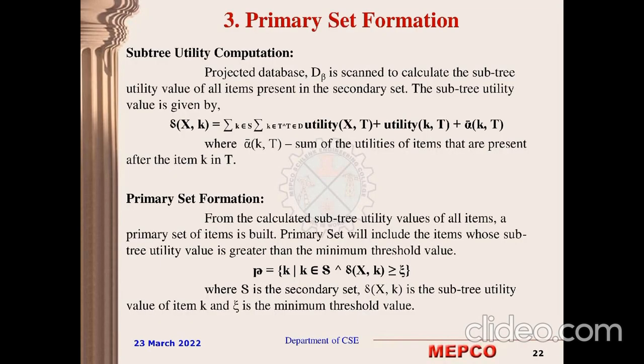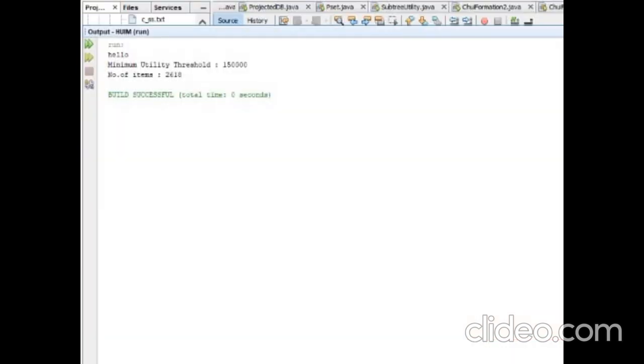The third module is to create a primary set. Items with subtree utility values larger than the given threshold are combined to form a primary set. To accomplish this, we must compute the subtree utility values for each item in the projected database. In order to improve performance, a TMap data structure stores items and the transactions where they are present, allowing us to scan only the transactions where the chosen item is present rather than scanning the entire projected database again and again. And this is the output of this primary set formation.